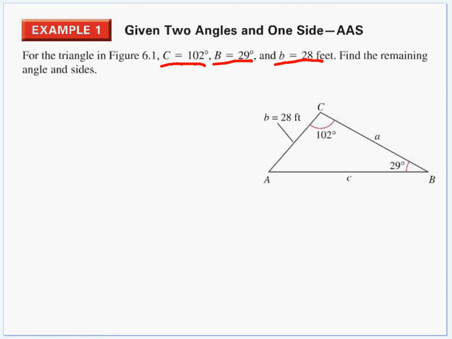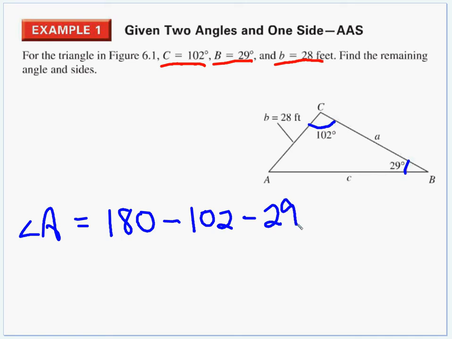And in this case, I go for the low-hanging fruit first. Notice we've got 2 of the angles, 102 and 29. That means finding angle A will be pretty simple. Angle A is going to be 180, the total amount of degrees in a triangle, and we're going to subtract the other 2 that we already have, minus 102 and minus 29. If we punch that into our calculator, we're going to find the missing angle is 49 degrees. So I'm going to write that in here on the picture, 49 degrees for angle A.